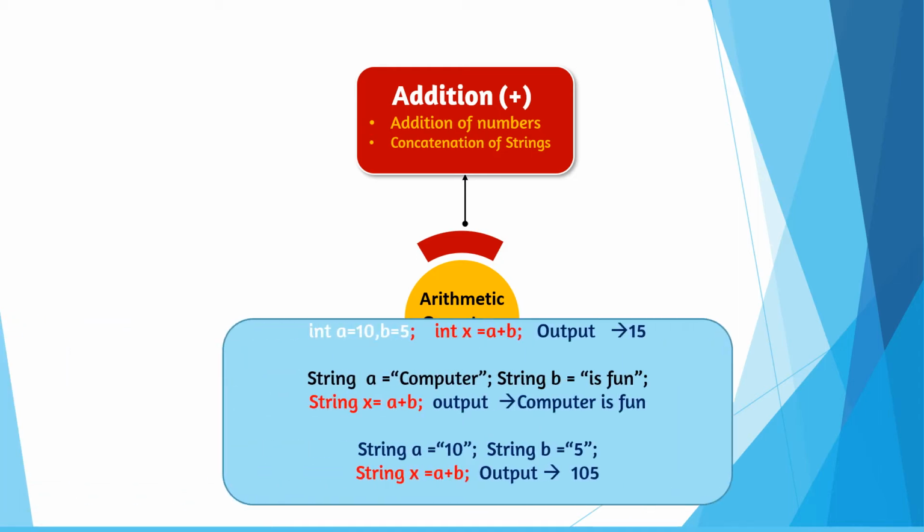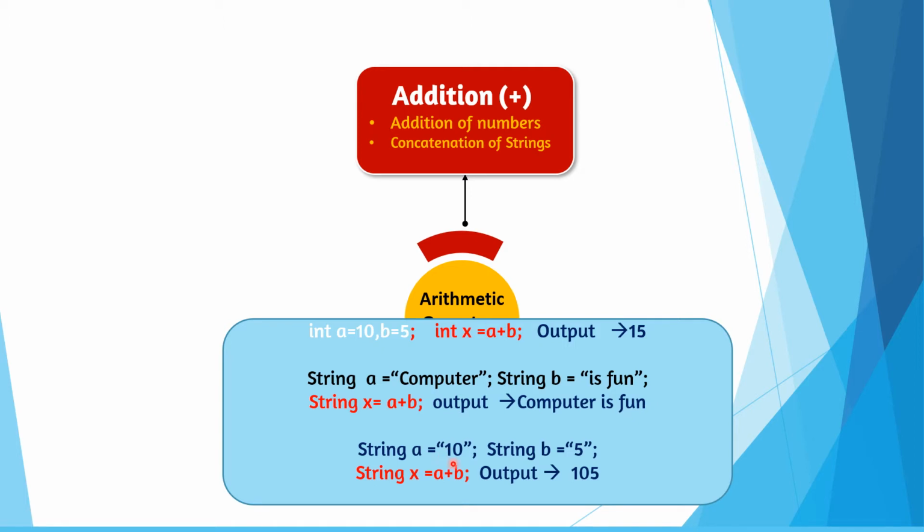Example, we can see two numbers we are adding first. int A is equal to 10 and B is equal to 5. And now int X is equal to A plus B. The sum will come as the output, that is 10 plus 5, it is 15. And now here we are concatenating two strings. String A is equal to computer and string B is equal to is1. And string X is equal to A plus B. So in string X, the combination of both the strings, that means computer is1, will come.